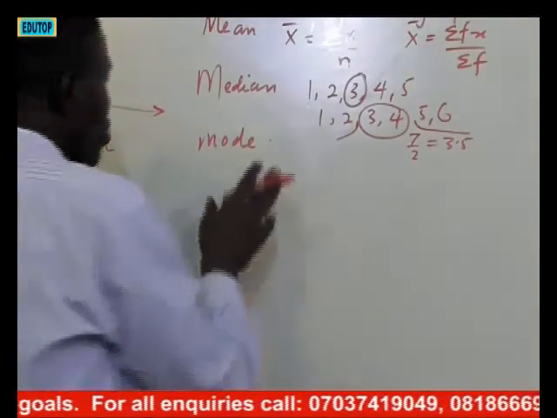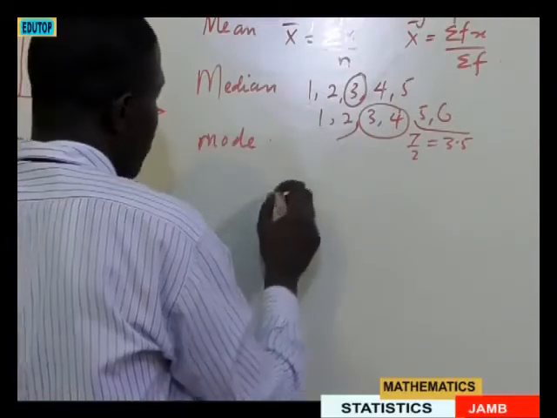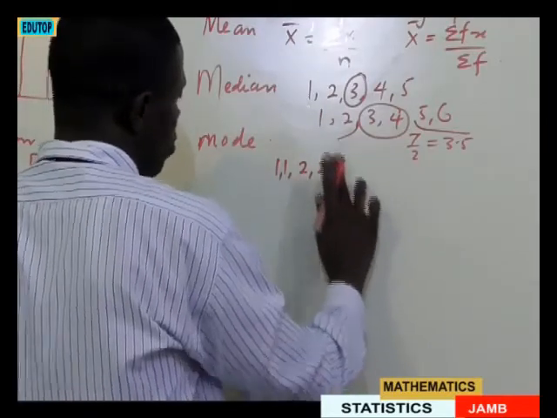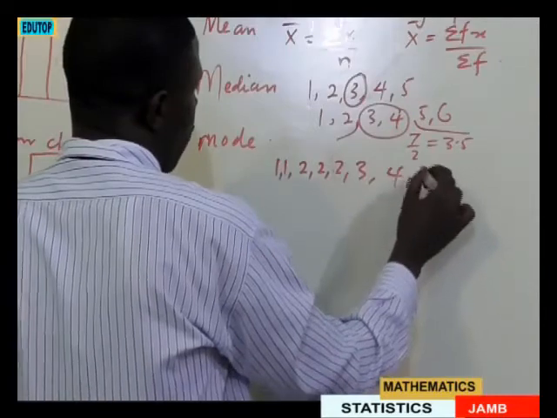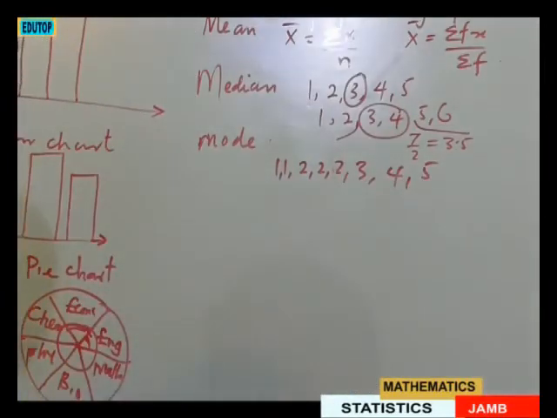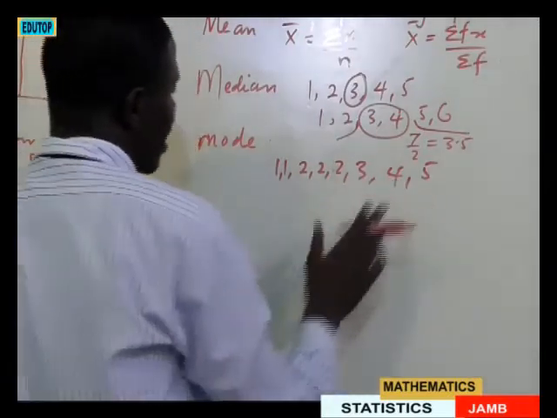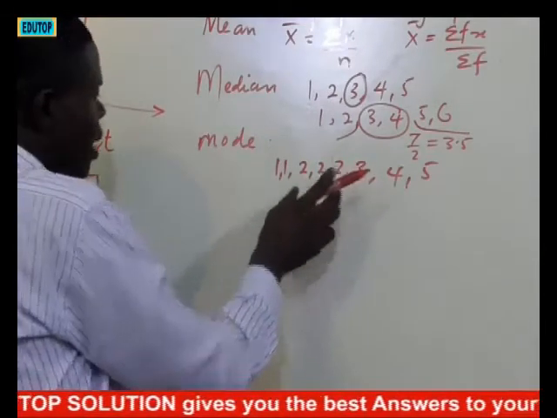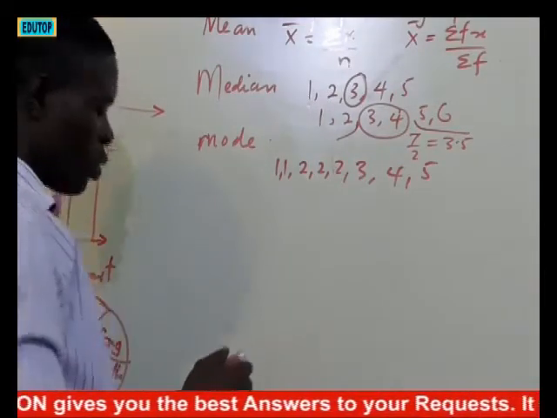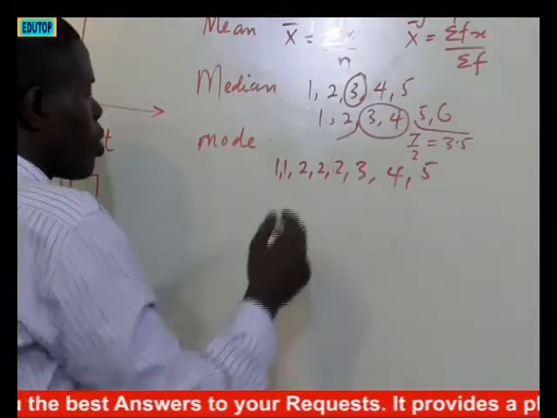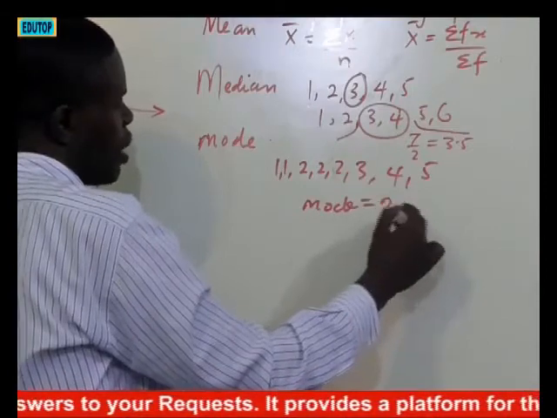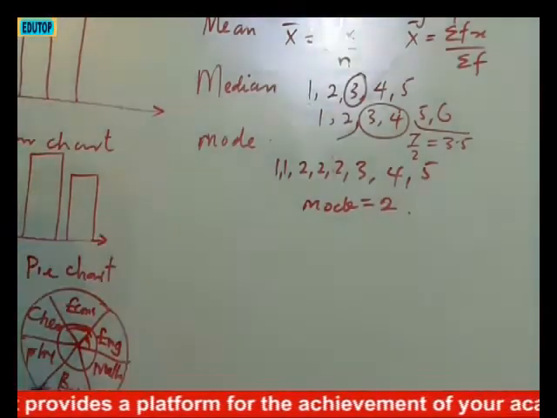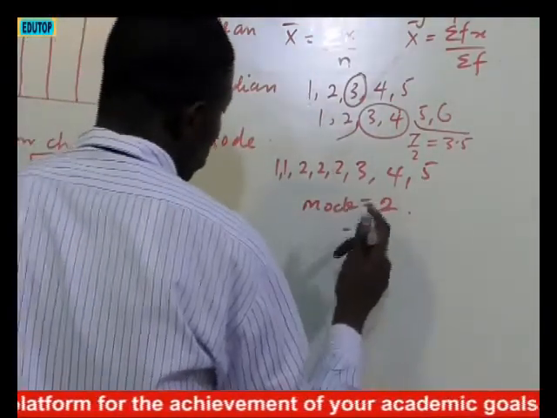In the case of mode, mode is the number that occurs most. So if you have 1, 1, 2, 2, 2, 3, 4, 5, and the question asks us to find the mode, we go to the one that appears most in the data set. In this case, 1 appears twice, 2 appears thrice, 3 appears once, 4 once, 5 once. So the mode will definitely be 2, because it has the highest frequency. So in the case of ungrouped data, mode is very simple to calculate.